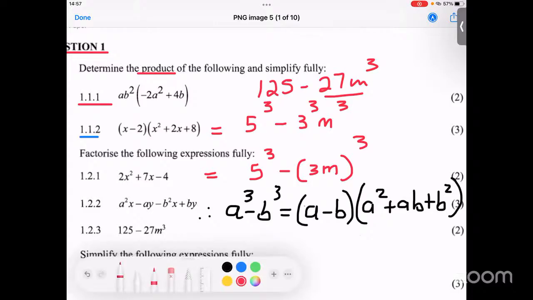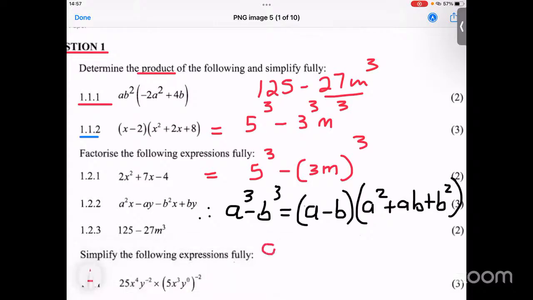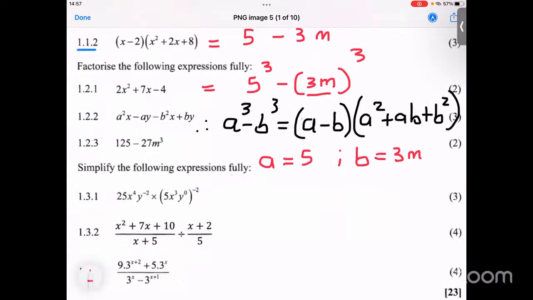Most importantly, for that problem of ours, what is therefore the a value? Is it not 5? And what is the b value? Then the b value will be 3m. The whole of that inside the bracket is our b value. So why can't we just substitute in there? Let's substitute. So that means in the bracket, we are just going to have 5 being the a value minus b value being 3m.